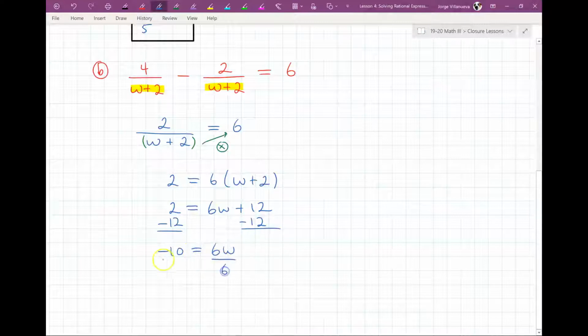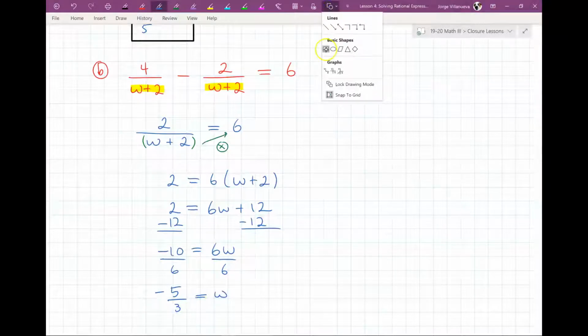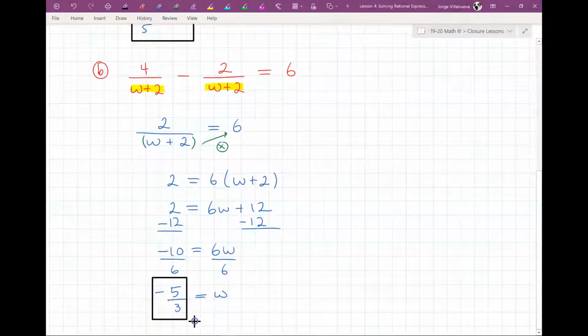And then we'll divide by 6. So reduce that fraction. We'll reduce by 2. That's negative 5 over 3 equals w. And there's your answer to that problem. Again, this one has like denominators, so we don't have to worry about doing a least common denominator, at least not yet, but the next problem that we do is going to require that.